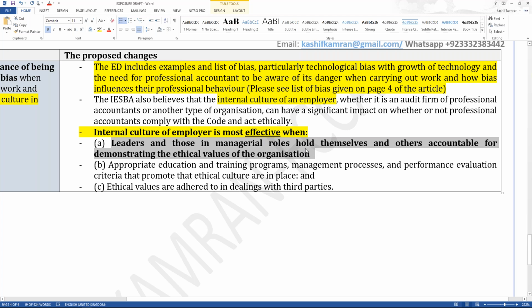Is that an important part of the culture? Hold themselves and others accountable. So will that really ensure an environment of compliance? Number two, appropriate education and training.